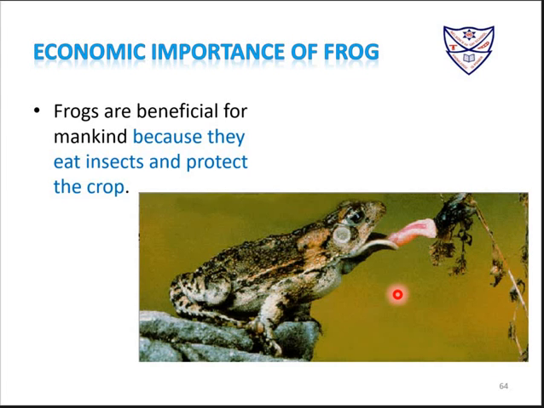Frogs are useful to us because they eat insects and they protect the crops. They also have a role in maintaining the ecological balance in the food chain and food web because they eat other animals, and this is how they maintain the balance.